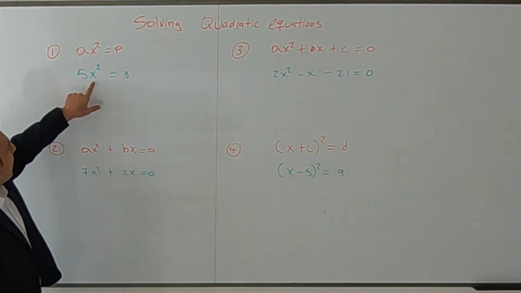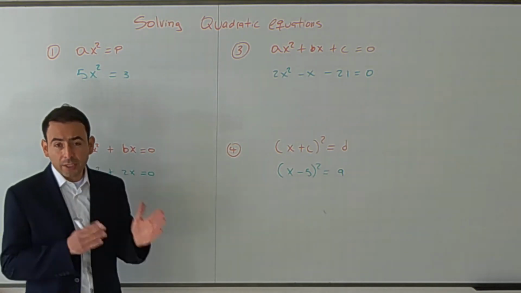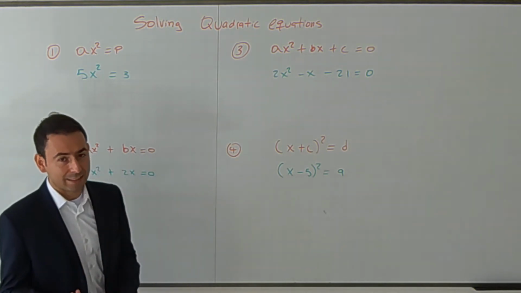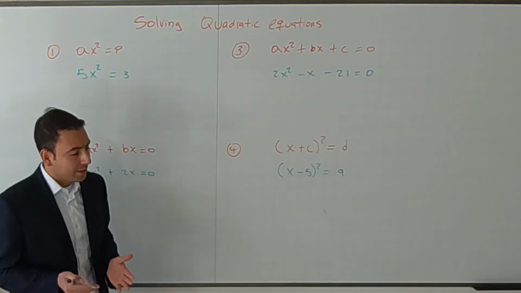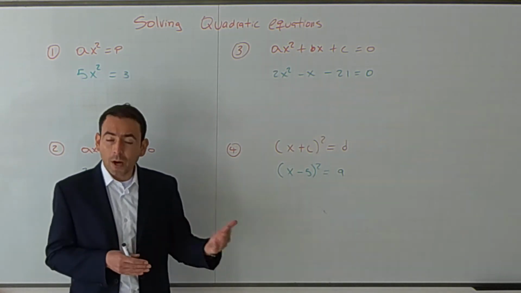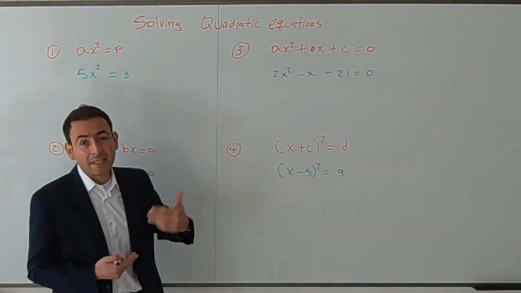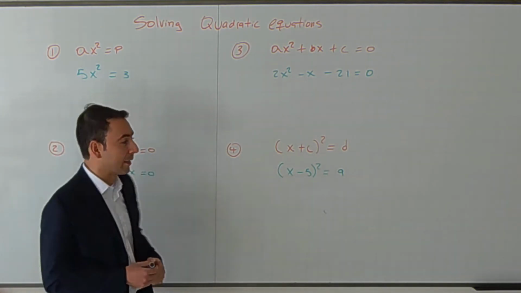Okay, then 5x squared equals 3. Guys, if we have to solve a quadratic equation, we have to isolate x. That's solving an equation, any equation. If we are solving a linear equation, we have to isolate x, or isolate the variable. In this case, the variable is x, but it's a quadratic equation, then we have to isolate x.